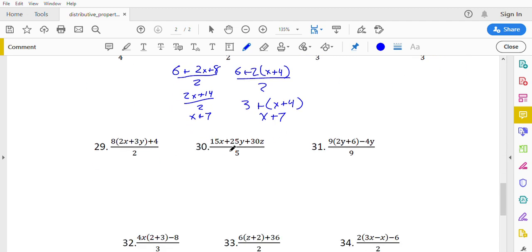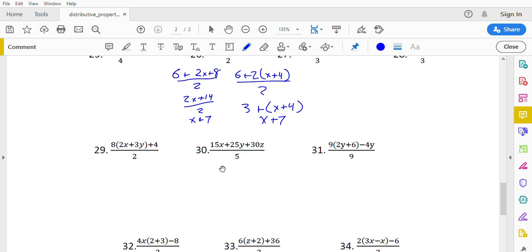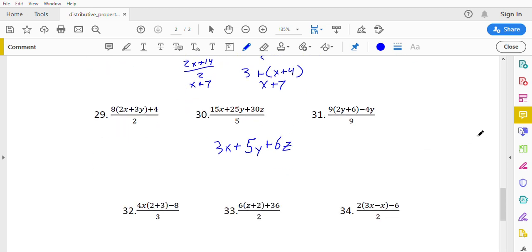Here, again, nice. 15x divided by 5 is going to be, no, I want to write 15x divided by 3x plus 25 divided by 5. Again, 25 divided by 5 is going to be 5y, and 30 divided by 5 is going to be 6. All right.